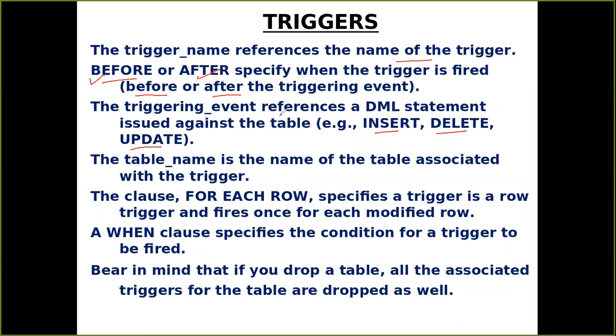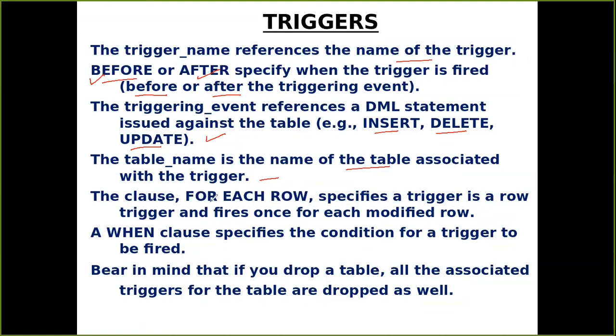So the triggering event references a DML statement issued against the table, for example insert, delete, and update. And the table name is the name of the table that is associated with the trigger. So you can associate triggers with each table. If your database has 10 tables and for every table a maximum of 12 triggers can be declared, that means 10 into 12, a total of 120 triggers can be declared.